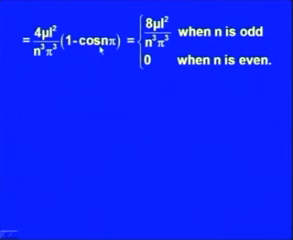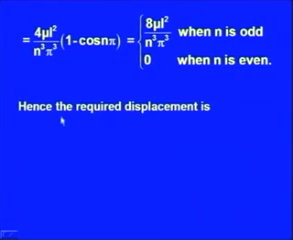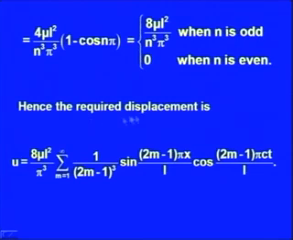But if you take n to be an even integer, then cos n pi is equal to 1. So, we will get Bn as 0. So, the value of Bn is 0 when n is an even positive integer. Hence, we get the required displacement function u x t as 8 mu L square over pi cube.